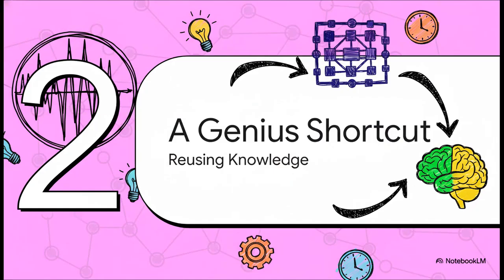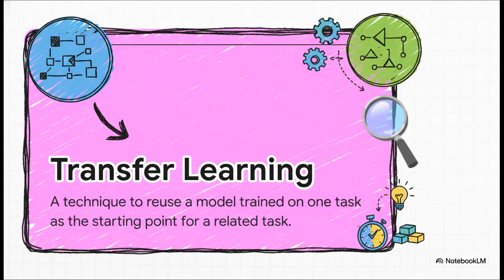Right, but that huge problem brings us to the really cool part, the genius shortcut. What if you didn't have to reinvent the wheel every single time? What if you could just borrow knowledge that's already out there? And that's the beautiful idea behind transfer learning. You take an AI that's already an expert at one thing, say identifying thousands of everyday objects, and you use its brain as a starting point to learn a new related skill, like telling the difference between a golden retriever and a Labrador. You're not starting with a blank slate, you're starting with a ton of experience already baked in.